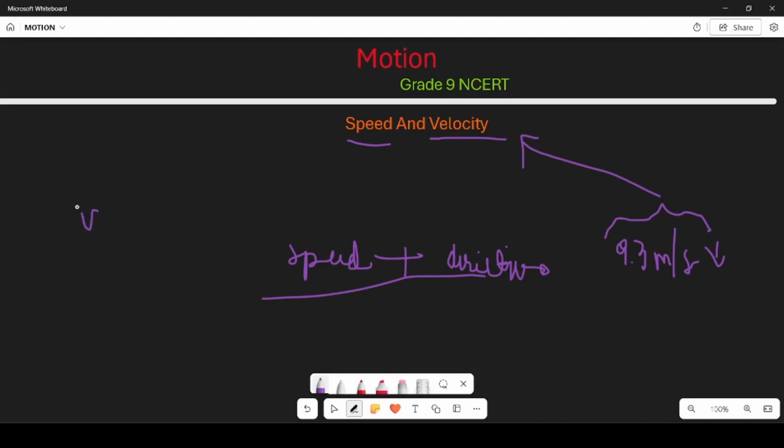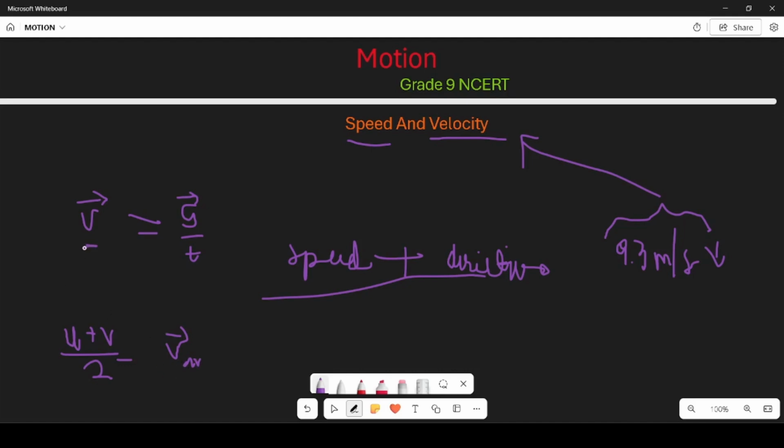Velocity can be defined as the rate of change of displacement, and the formula would be displacement upon time. Average velocity would be initial velocity plus final velocity divided by 2. That's the average velocity.